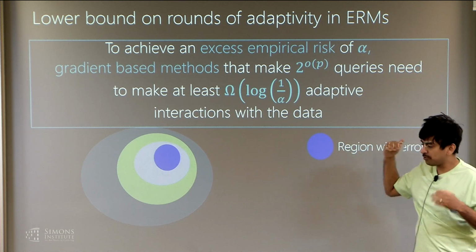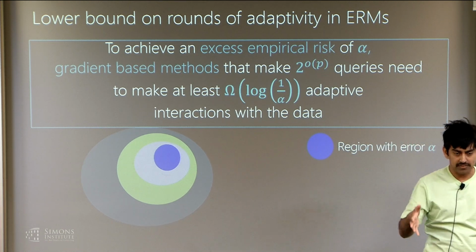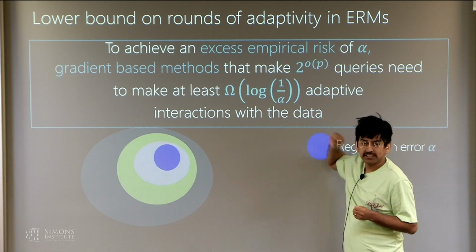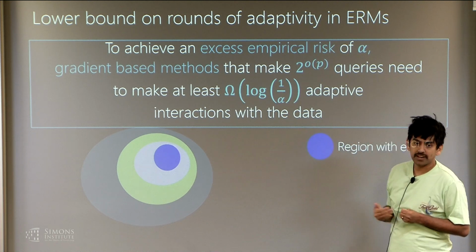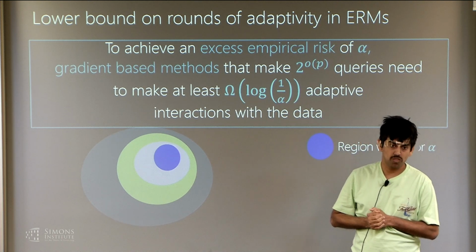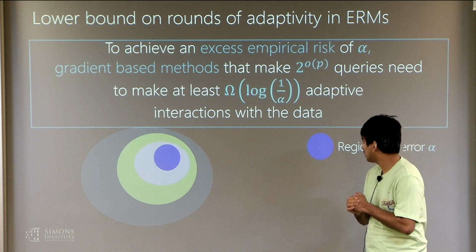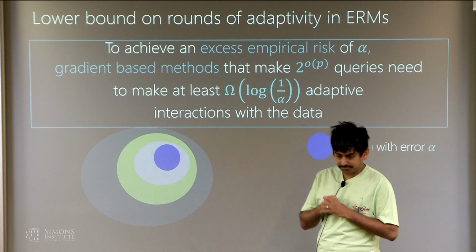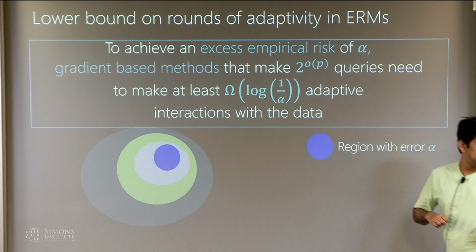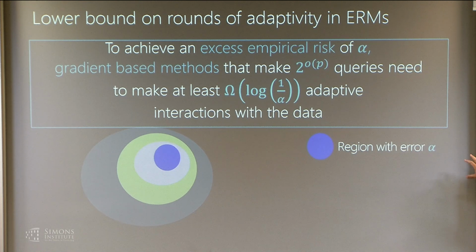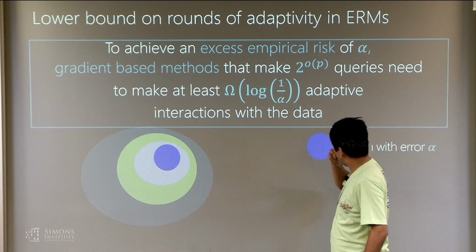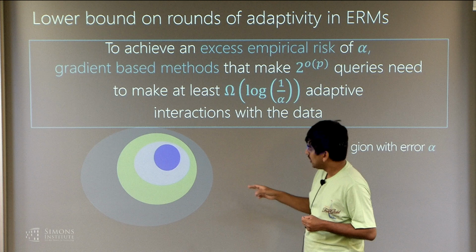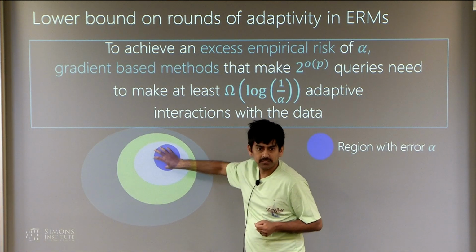So if you are not allowed to make an exponential number of queries in the dimension to the function oracle, then you need to make at least log of 1 over alpha rounds of adaptive interactions with the data before you actually go to an error of alpha. Okay, so how does this work? I will construct a function which would behave as follows. To reach an error of alpha in your optimization, you need to be in this small ball in the whole space, in this blue ball.